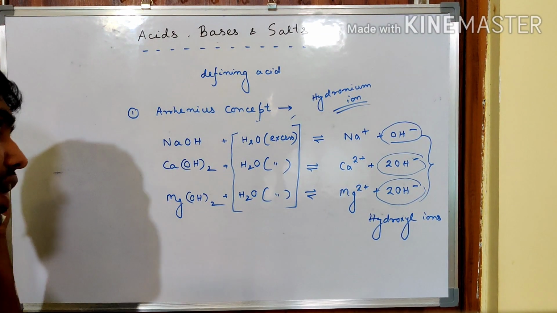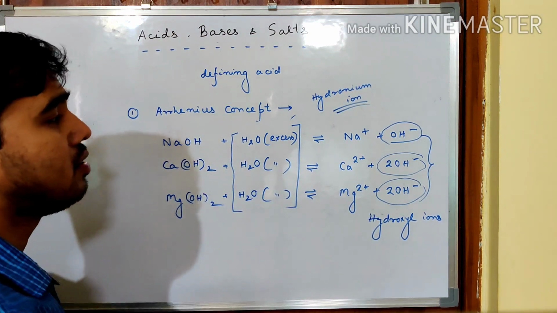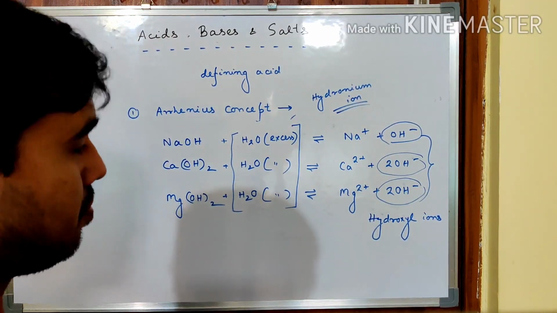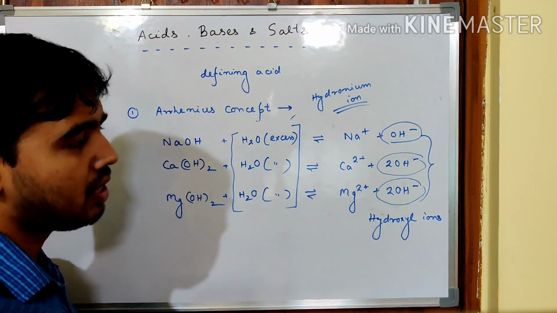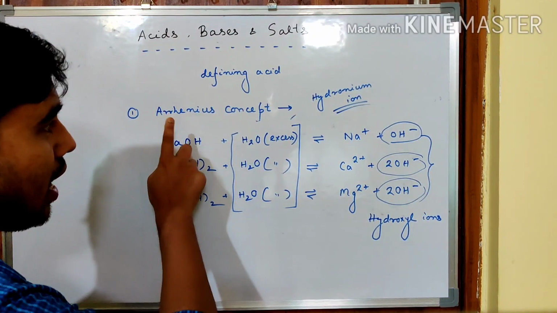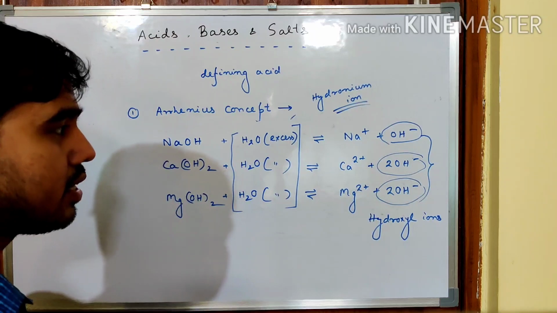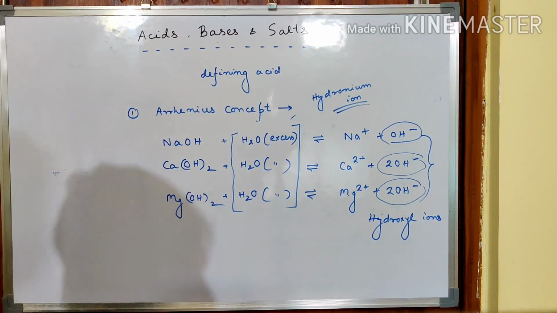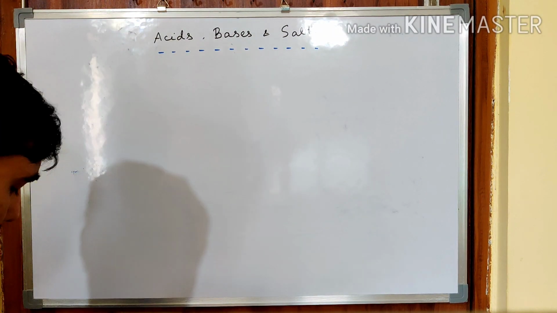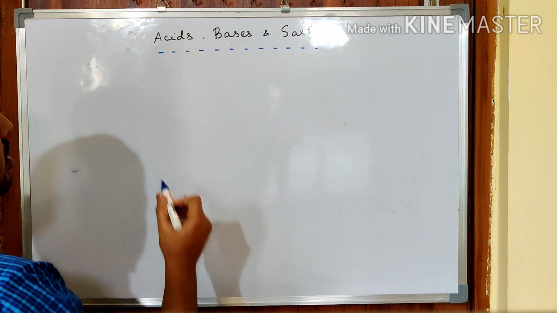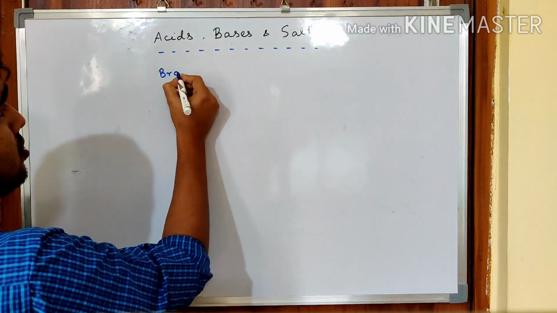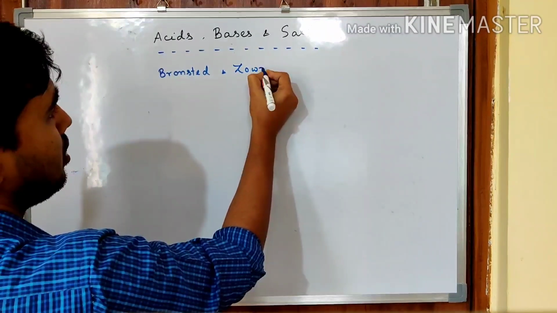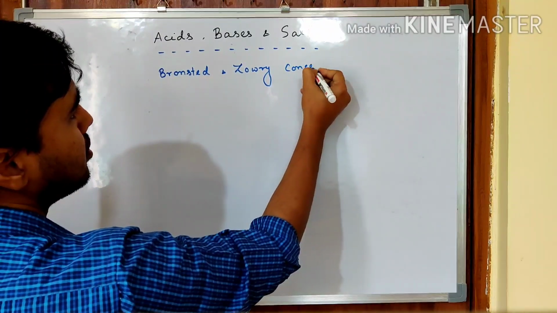The generation of these hydroxyl ions is actually the essence of defining bases. If anyone can do so, it is supposed to be called an Arrhenius base. According to the modern concepts, since so many concepts have arrived, whoever follows the Arrhenius concept, if it is an acid, it is said to be an Arrhenius acid. If it is a base, it is said to be an Arrhenius base. The next theory regarding acid base is known as the Bronsted and Lowry concept.